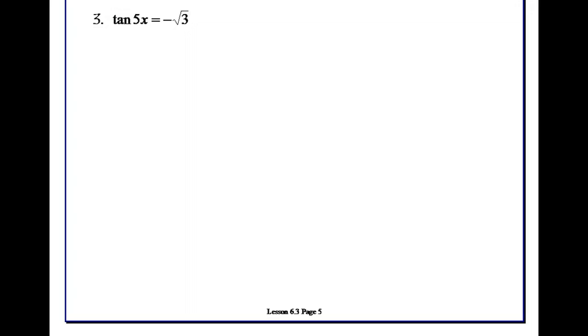All right, this is lesson 6.3. This is the second part of it. I've got one more basic one, then we'll get into the couple tricky ones. So one more, just hopefully to reinforce this idea. Here's the tangent of 5x, and it equals negative root 3. Don't solve that. Solve the tangent of x equals negative root 3.